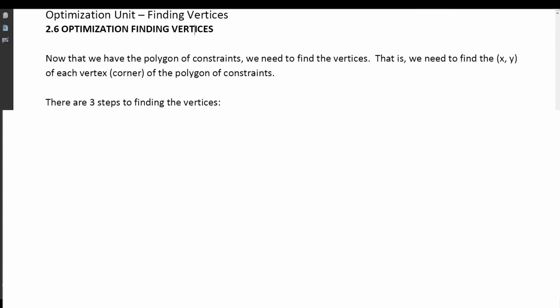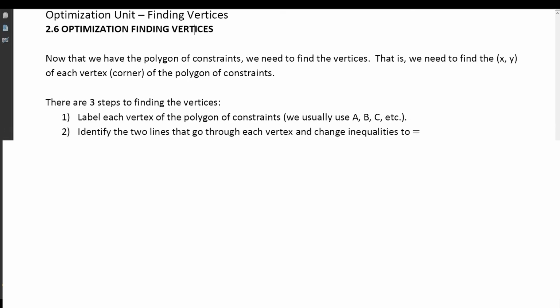There are three steps to finding the vertices. First, we label each vertex of the polygon of constraints, usually A, B, C, D, and then we identify the two lines that go through each vertex and change the inequalities to equals, just so we can work with them more easily. Then we solve the system.